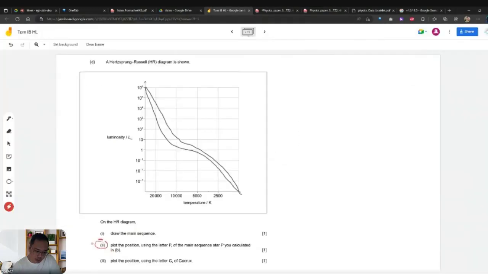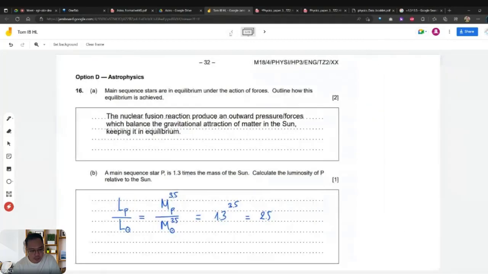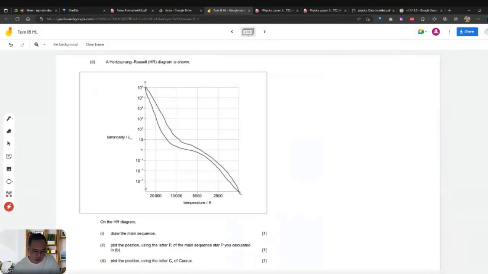Question 2 down here. Position letter P, the main sequence star you calculate in B, meaning the luminosity is only 2.5 times compared to the sun. Yep. And the temperature, do we know it? No. 2.5 times luminosity, which is very close here. Wait, 2.5 here, like here, huh? And then what about the temperature? Somewhere here. That's 3,600 because it's given.